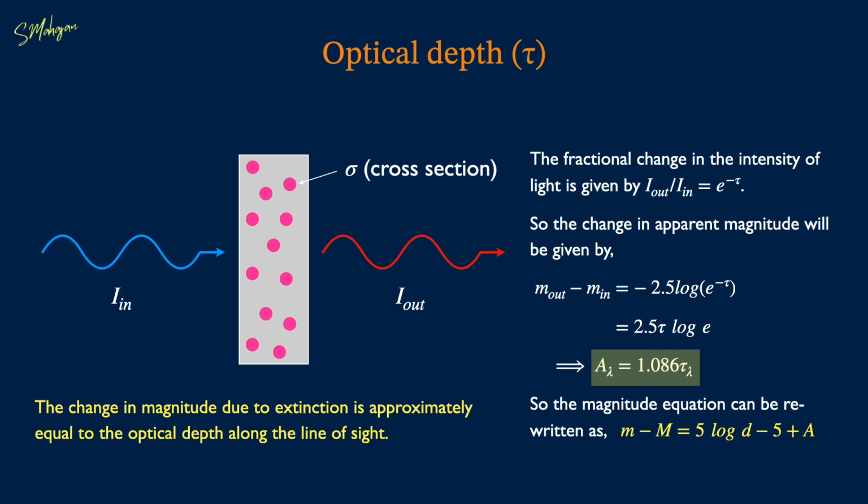We used subscript lambda for tau to emphasize that extinction is indeed a function of lambda. Therefore, whenever the magnitude of an object is measured, it should be corrected for interstellar extinction, that is A. The impact of extinction diminishes with the wavelength of light, which means that the shorter wavelength light is affected much more than the light at longer wavelength.